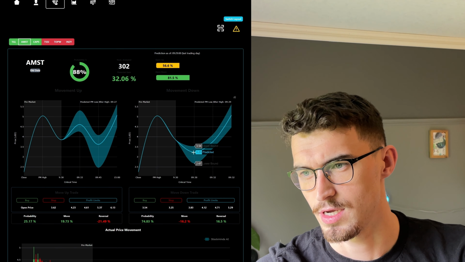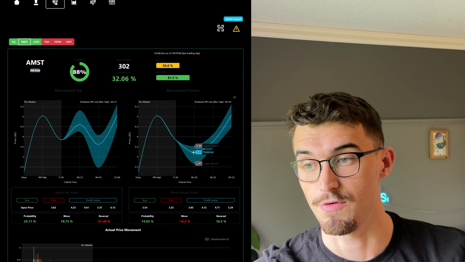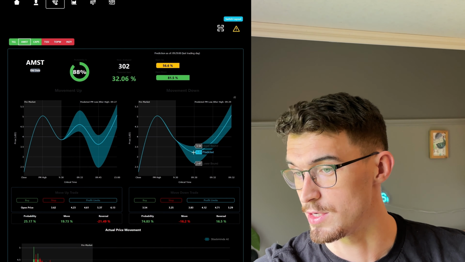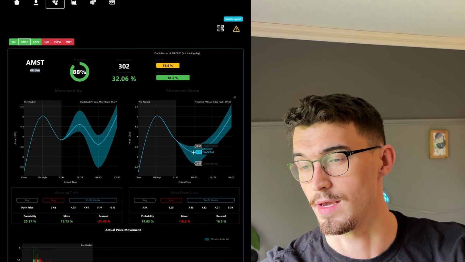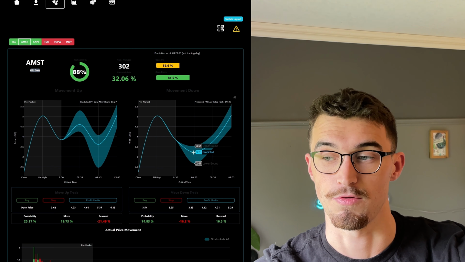Now, if we're looking at AMST, it is also more likely to move down at market open. So you would wait for it to come down to at least below 354, ideally to 323, before then buying when it comes back up to 354.